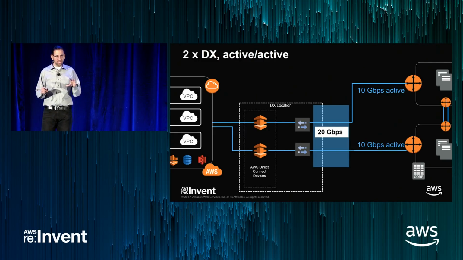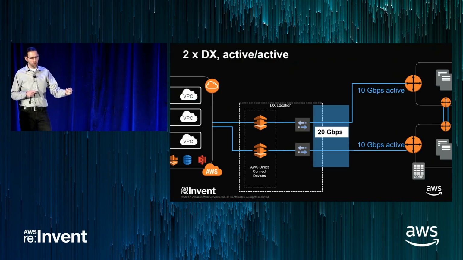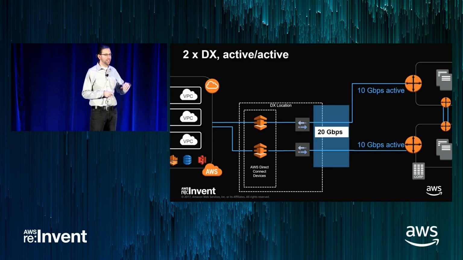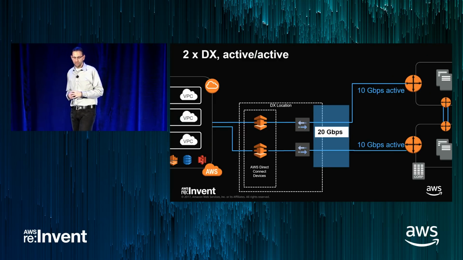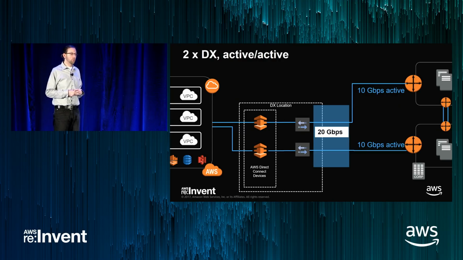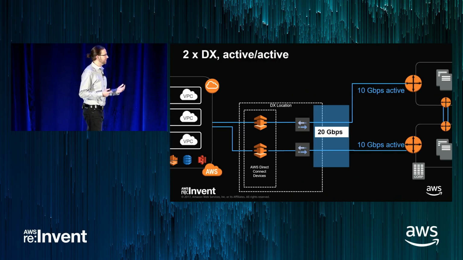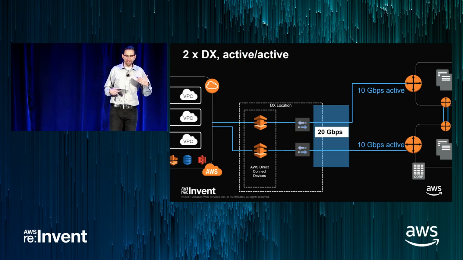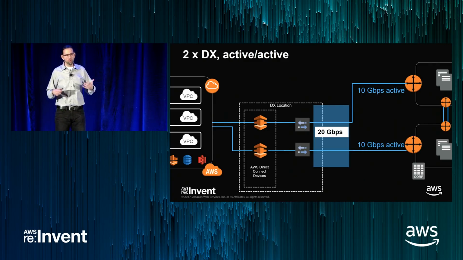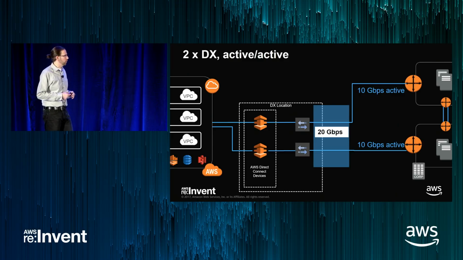Now, as soon as we start talking about 2 Direct Connect ports accessing the same networks, we should talk about how they're used together. Remember, though, this is not link aggregation because they are connected to 2 different devices. They're not grouped together. So by default, we will multipath between them, which means we will use both of them at the same time. And so effectively, this is an active-active configuration. 2 10-gig ports will provide 20 gigabits of bandwidth.